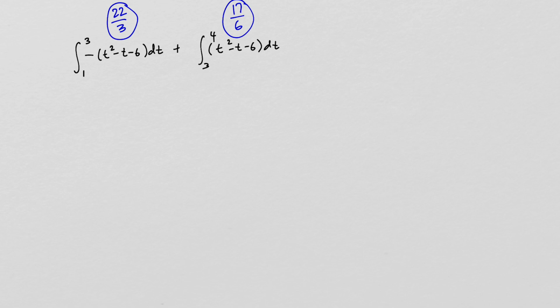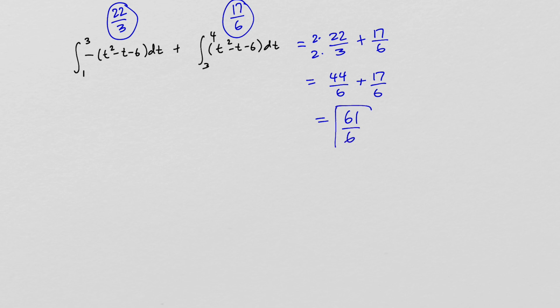And so the total distance traveled is the sum of these two numbers, 22 over 3 plus 17 over 6. Let's multiply this by 2. That gives us 44 over 6 plus 17 over 6, which is 61 over 6. And so you can see the distance traveled is quite a bit more work to calculate than the displacement. And that concludes this video lesson.